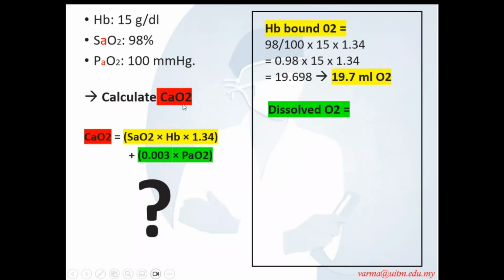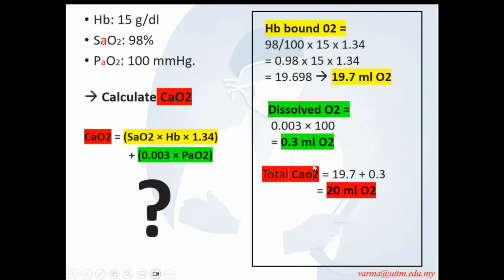This is your arterial oxygen content in a healthy individual at SpO2 of 98% and a PaO2 of 100 millimeter mercury. So how much is the dissolved oxygen? Dissolved oxygen is 0.003 times the PaO2. The PaO2 is 100 millimeter mercury, so 0.003 times 100, you get 0.3 mL oxygen. So the total will be 19.7 plus 0.3, which is 20 mL.